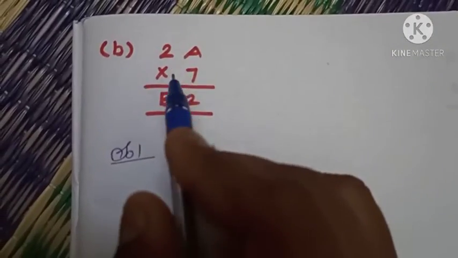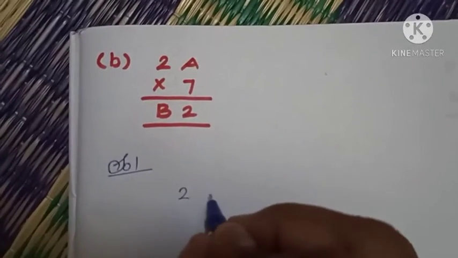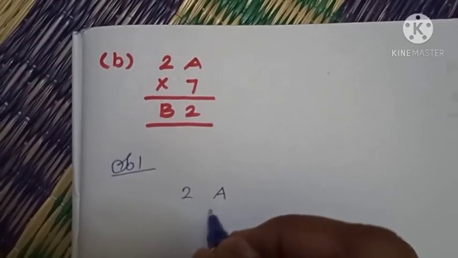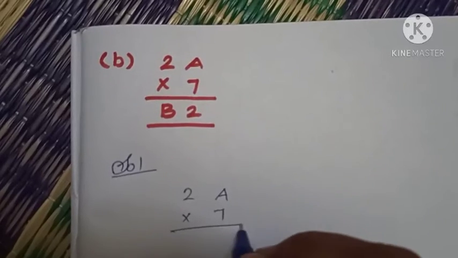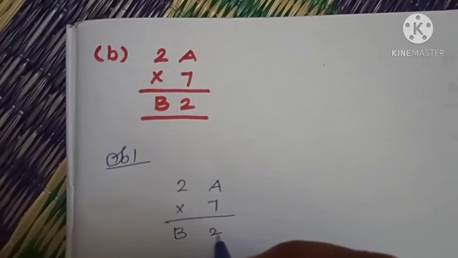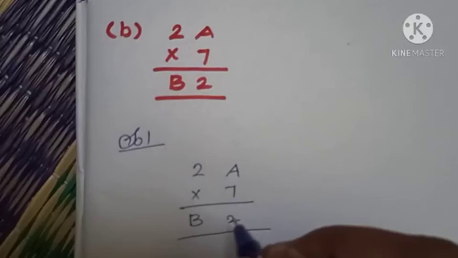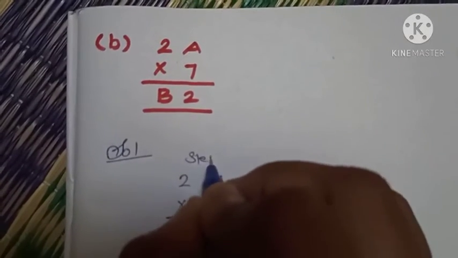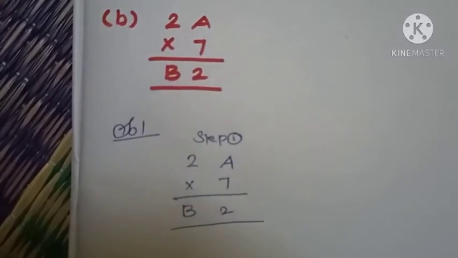So now we take a multiplication, that is 2A into 7, you get the answer B2. This is step 1. Step 1, always you write only the question.